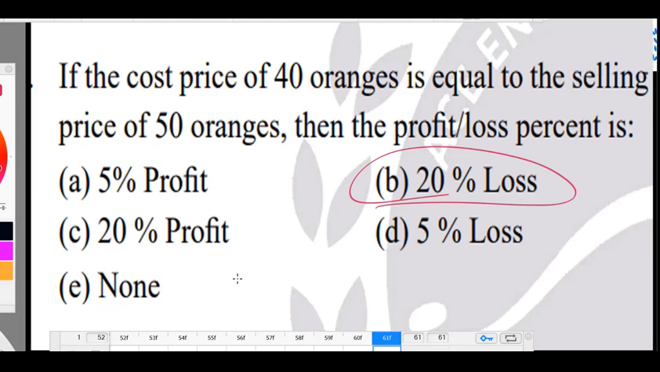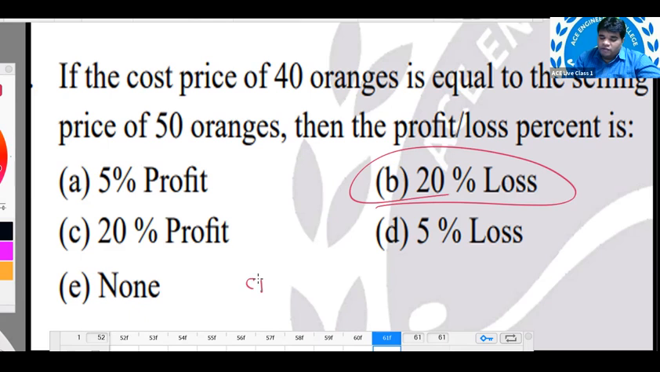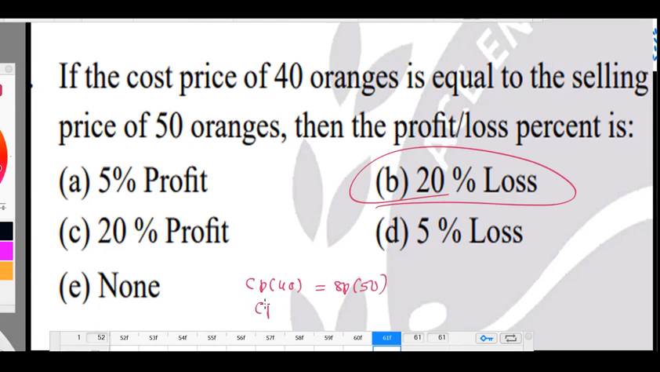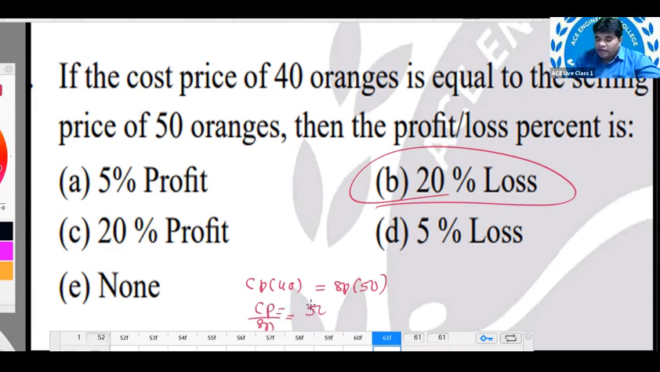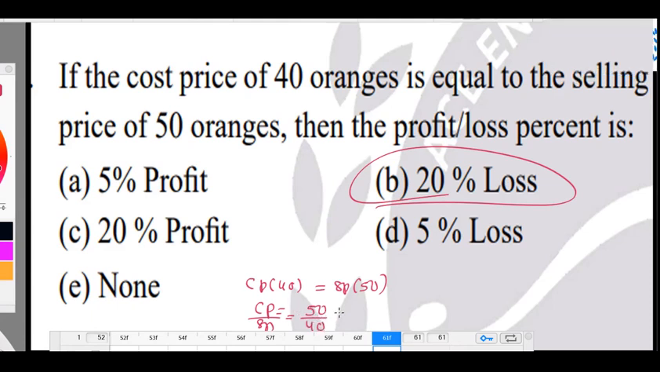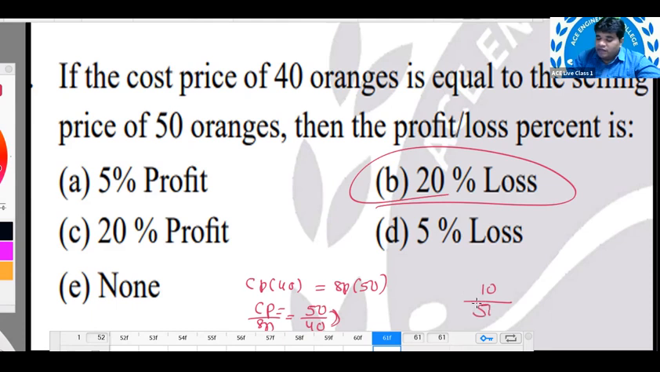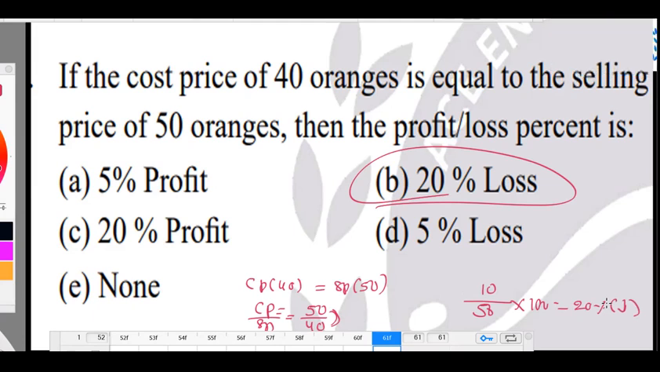The cost price of 40 is equal to the selling price of 50. 50 by 40. So CP by SP, what is the equation? 50 by 40. Percent loss: 10 shares. 10 is compared with 50 into 100. So the answer is 20% loss. Okay, 20% is the loss.